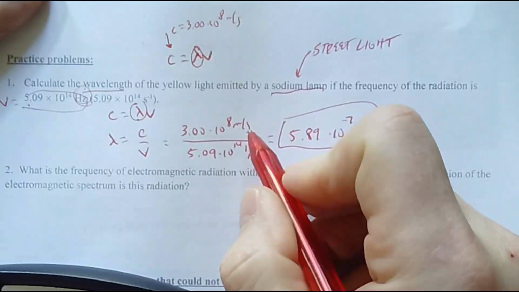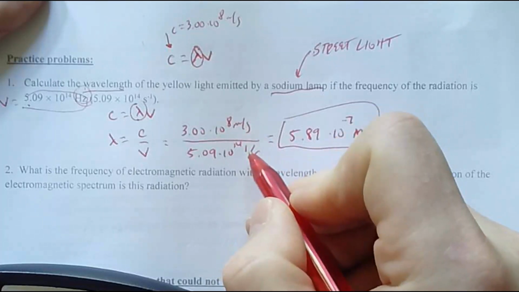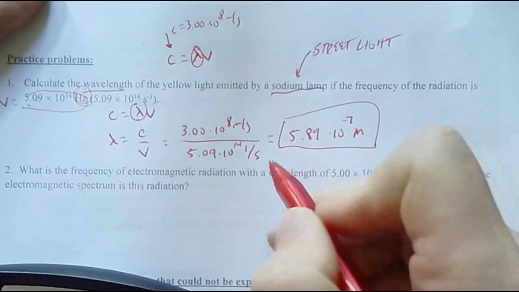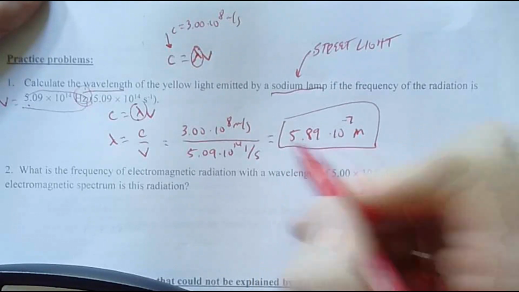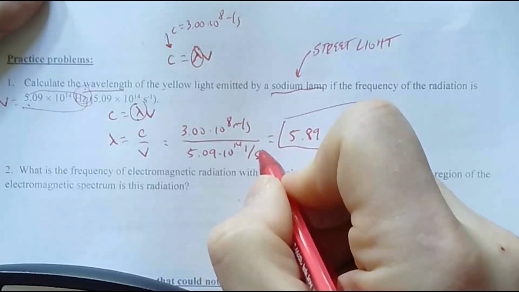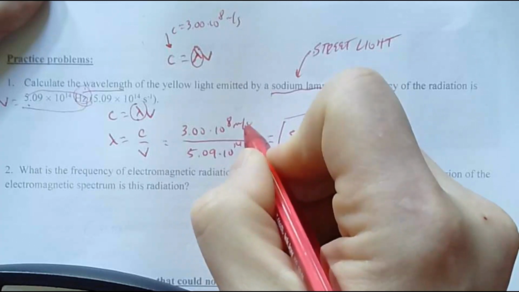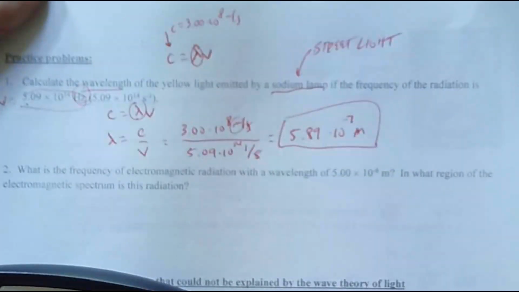Just as a review from the units, I've got meters per second up top. I've got 1 over seconds in the bottom. Hopefully that makes sense to you, that this 1 over seconds here cancels out with the 1 over seconds there, leaving just meters.